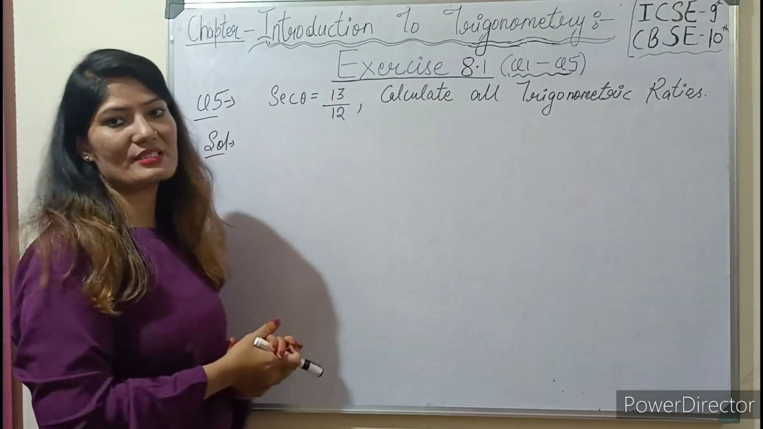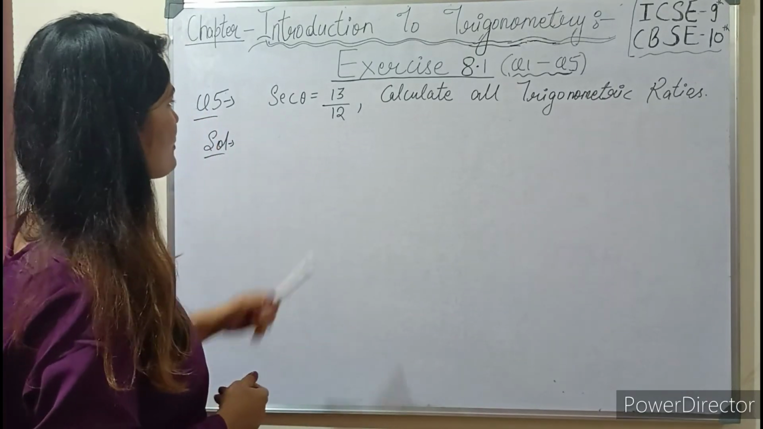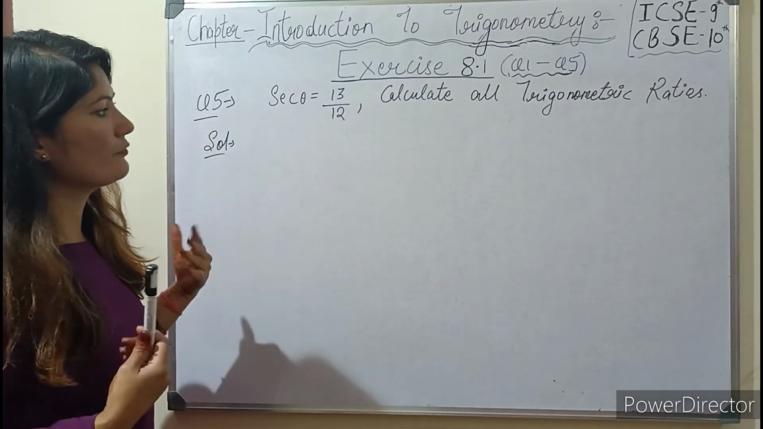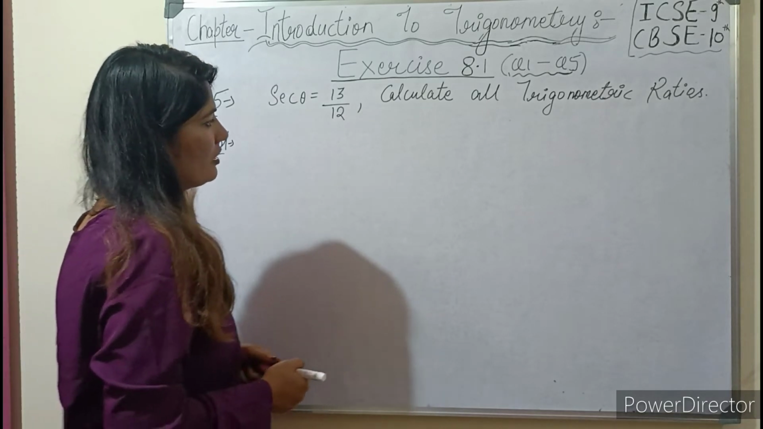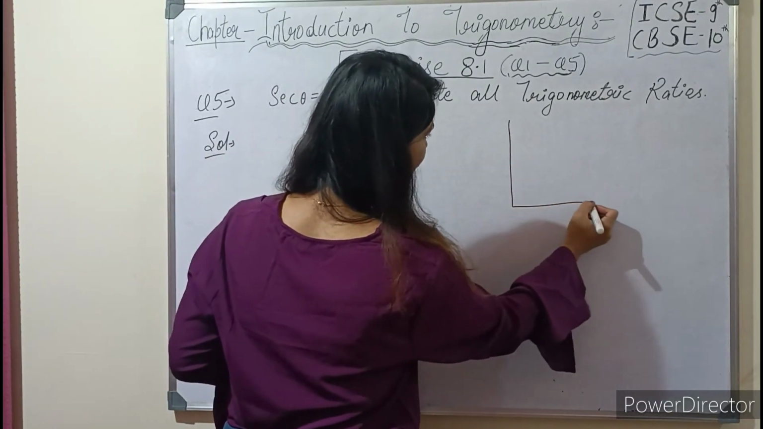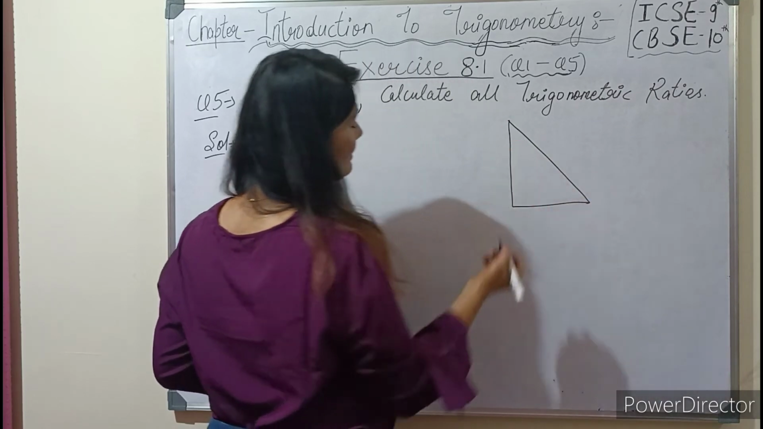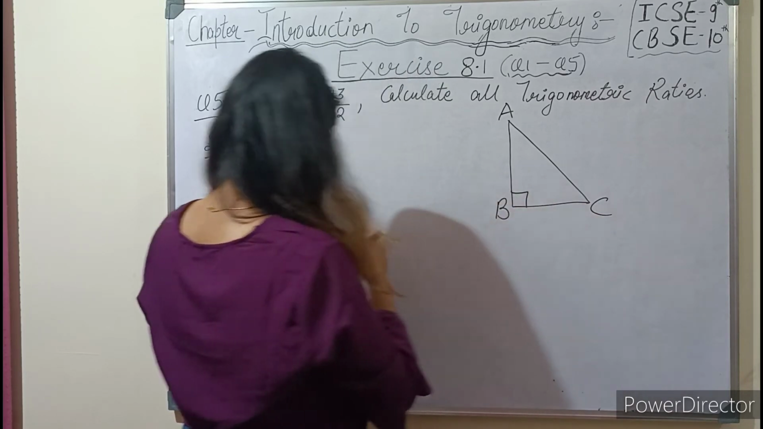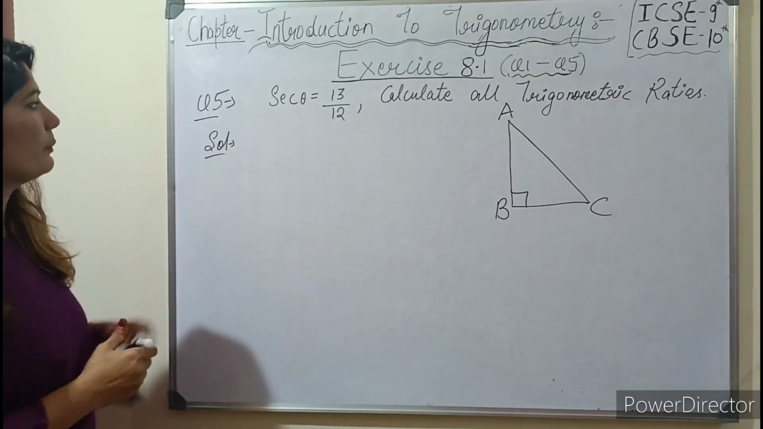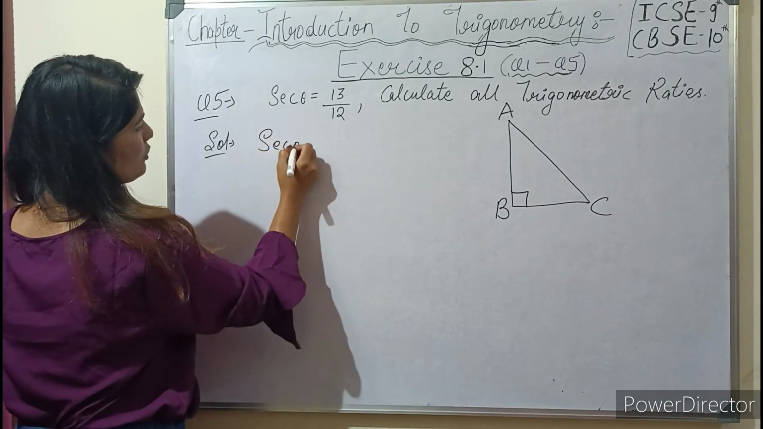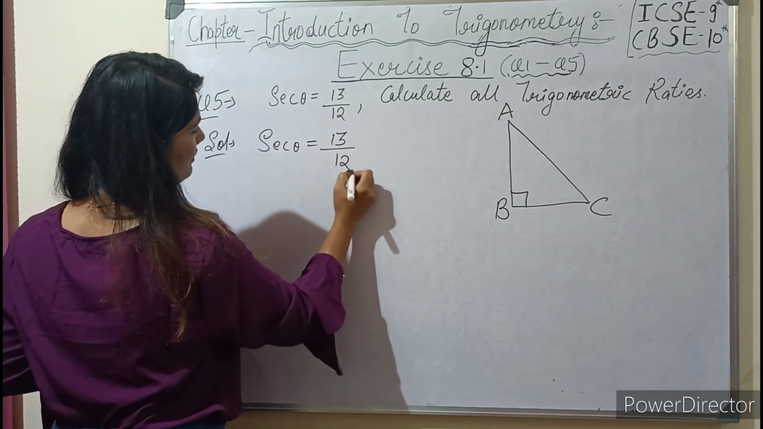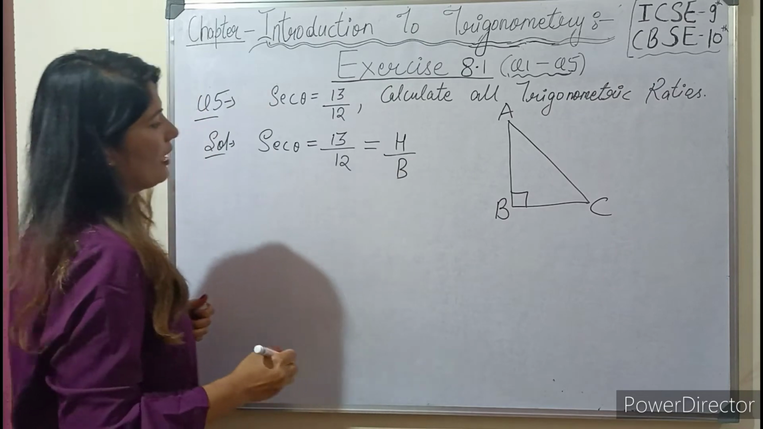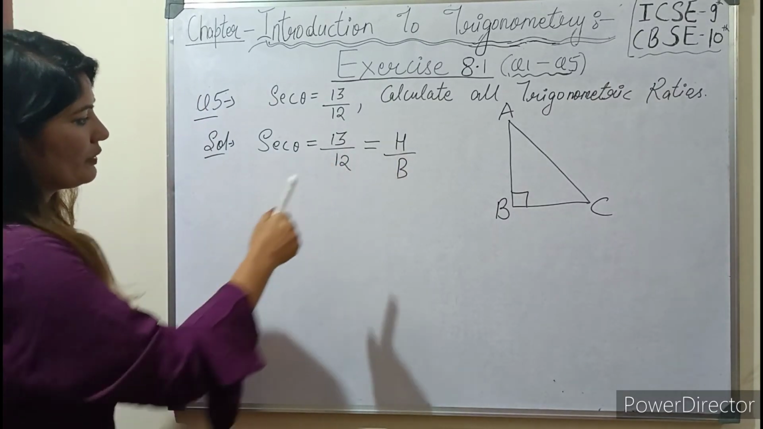Moving to the last sum, that is question number 5. Sec theta is equal to 13 by 12. Calculate all trigonometric ratios. Now in this case, we need to find the rest of the trigonometric ratios. So here, first of all, draw a right angle triangle. So this is a right angle triangle. Suppose this is A, this is B, and this is C. Now again start from the given part, that is sec theta is equal to 13 by 12. Now the value of sec is h by b. So here the value of h is 13 and the value of b is 12.